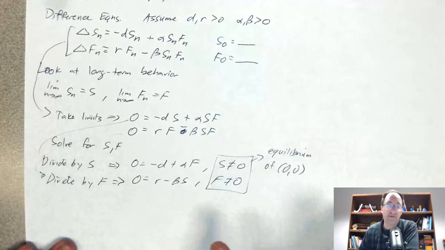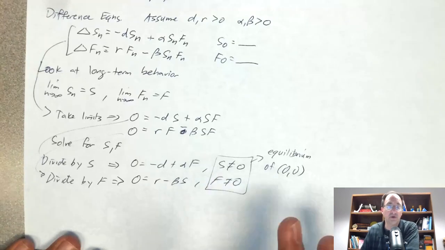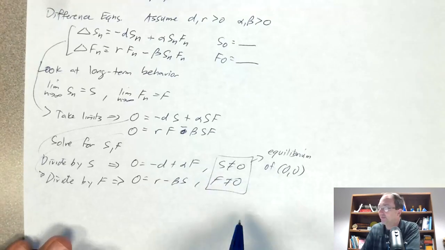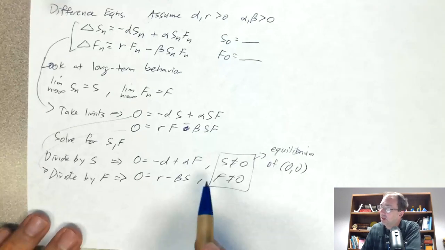Which is not a surprise. If I have 0 sharks and 0 fish, then that's never going to change, and so it's going to remain 0 indefinitely. So it's nice that we get that equilibrium, but that's not the one we really care about.